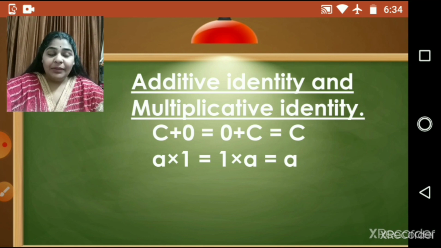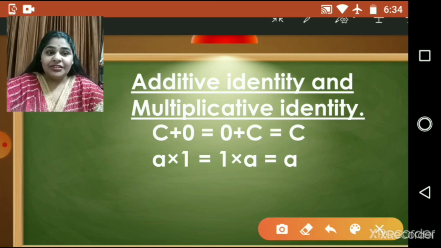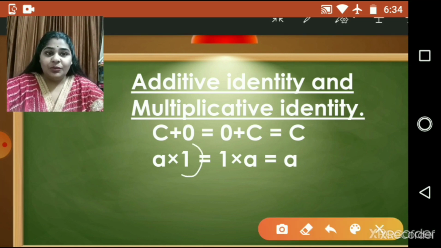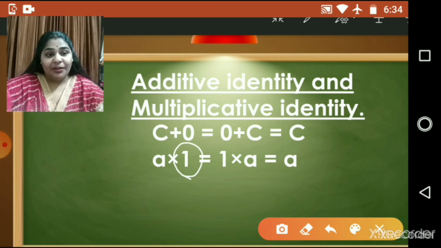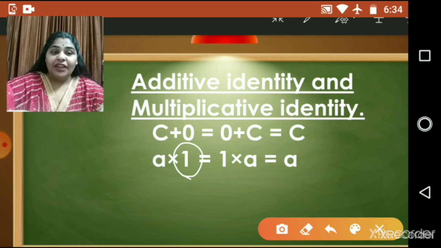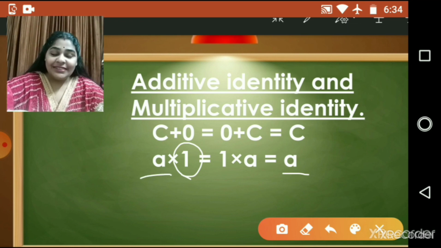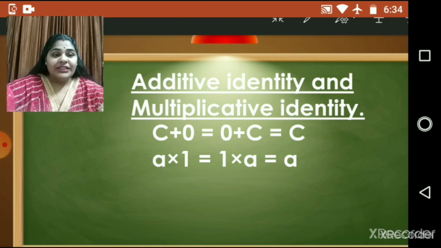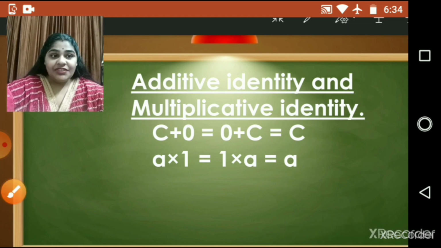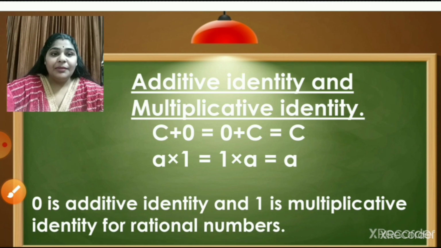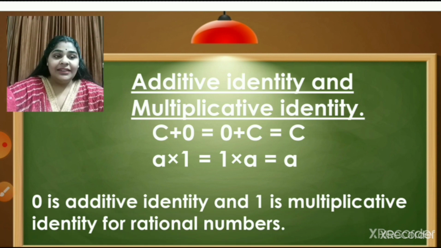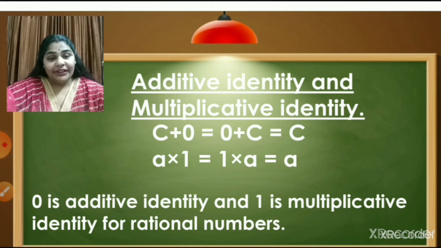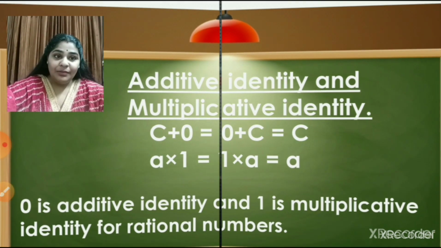Similarly, which number is the multiplicative identity, children? Yes, 1 is the multiplicative identity for all rational numbers, because if we multiply 1 to any rational number, the answer will be the same rational number. So these are the important things to remember. That is, 0 is the additive identity and 1 is the multiplicative identity for rational numbers.